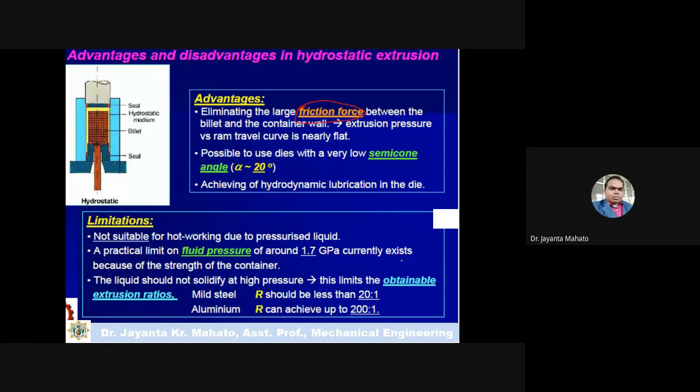It is also possible to use a die with a very low semicone angle. Semicone angle means when alpha will be equal to around 20 degrees.